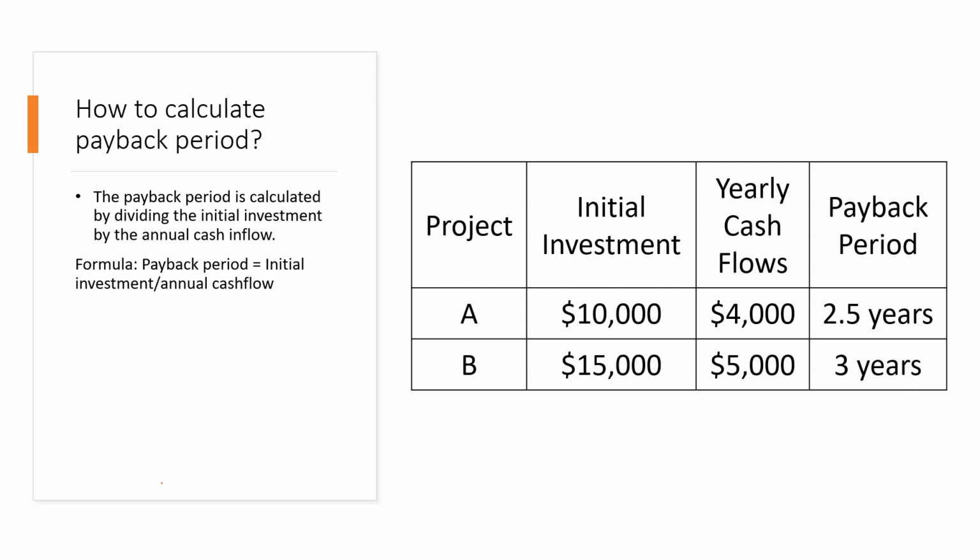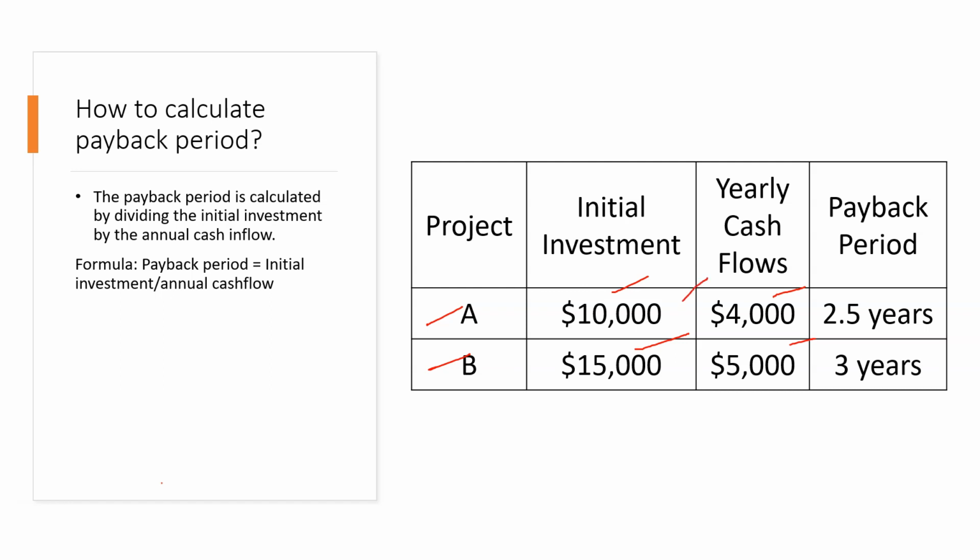In your hand, you have two projects. You have project A and project B. Now, you have to invest $10,000 for project A and $15,000 for project B right now. If you do the investment, each year project A will give you $4,000 and project B will give you $5,000. So how do we calculate the payback period from this investment?